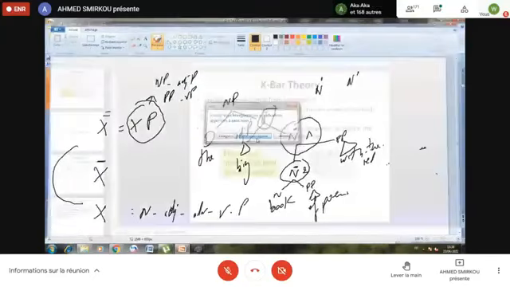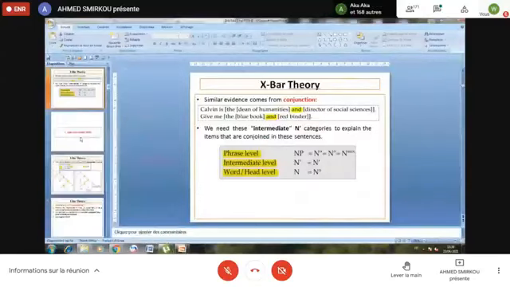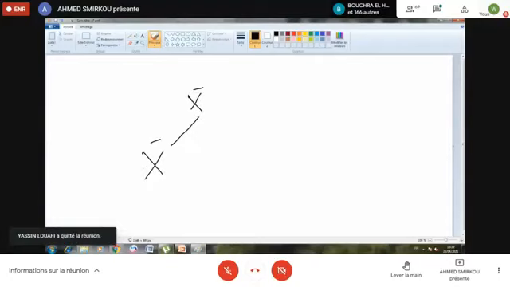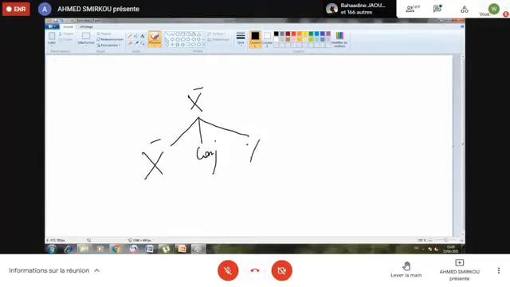If you have two items which are conjoined with and, or, what is the rule? Yes, please. AP conjunct AP. This is for the phrase, yes. But here in X-bar theory, please remember this. In X-bar theory, this is the rule: X-bar, conjunction, X-bar.